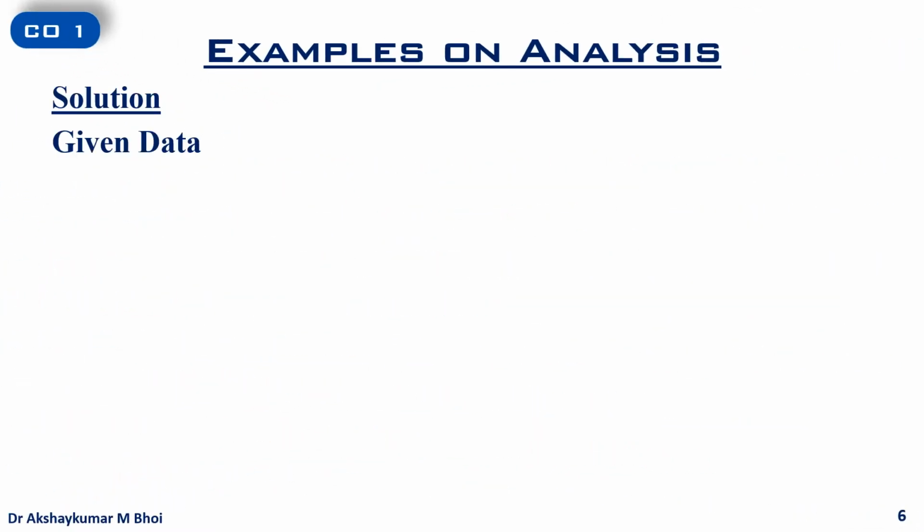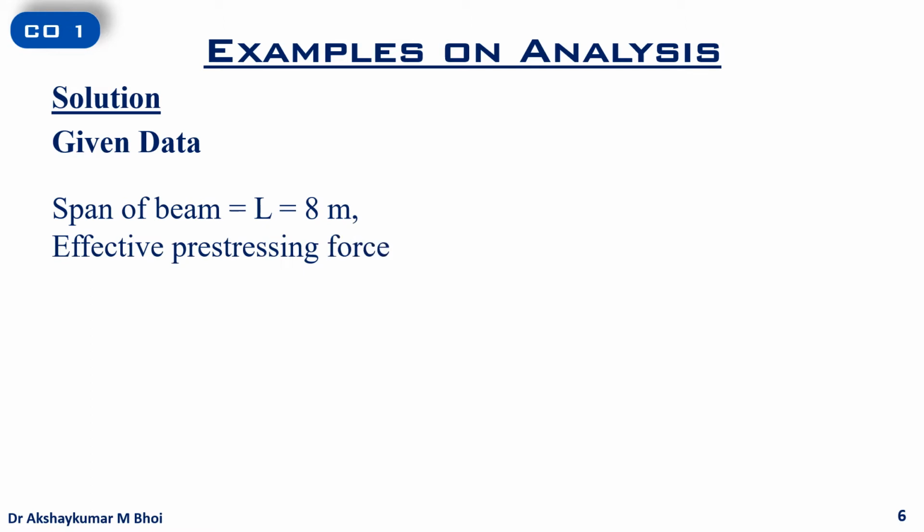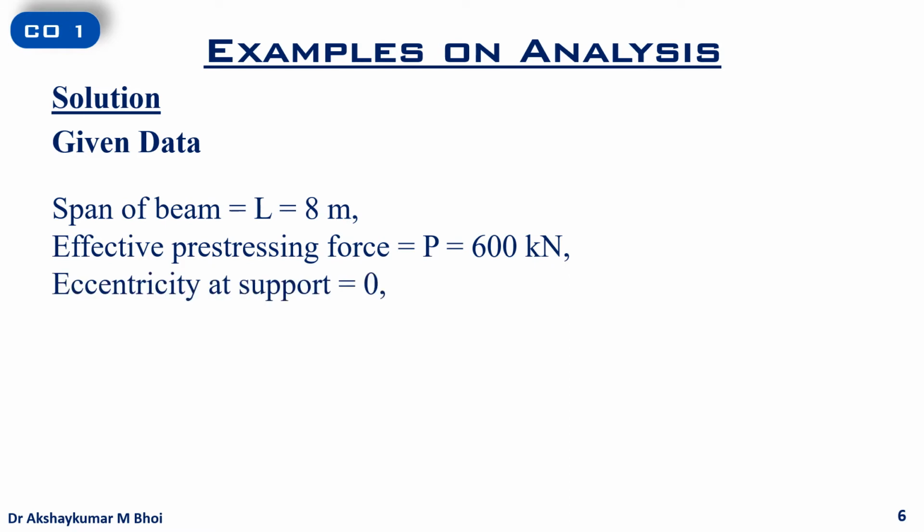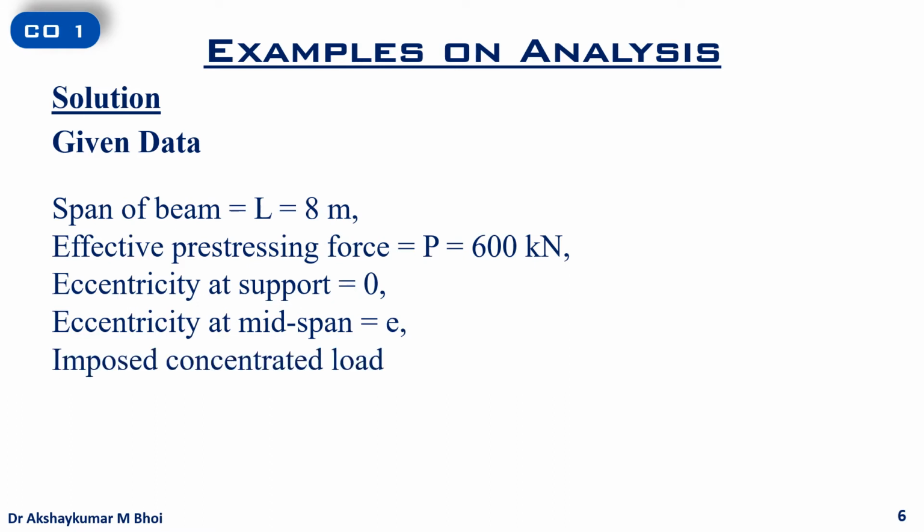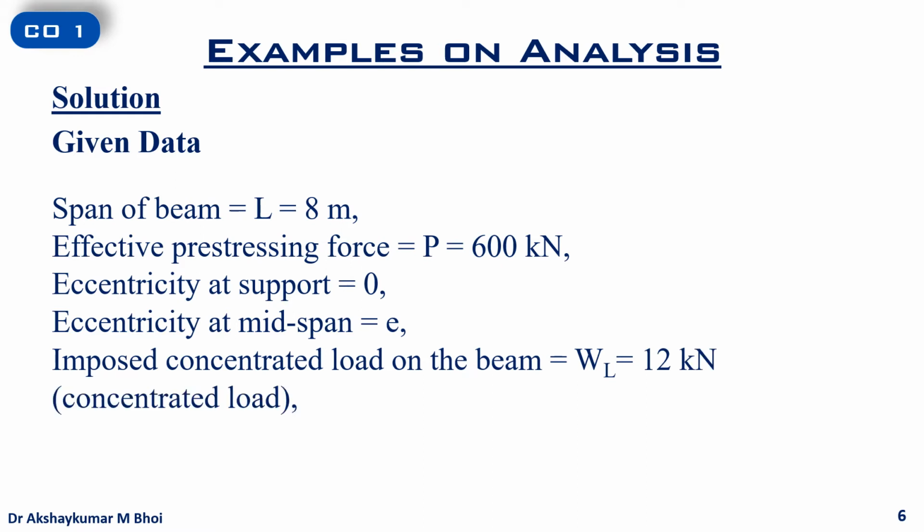Let us note down the given data. The span of the beam L is 8 meter. The effective prestressing force on the beam is 600 kilonewton. The eccentricity of the prestressing tendon at support is 0 and the eccentricity of the tendon at midspan is E. The imposed concentrated load on the beam is WL equal to 12 kilonewton.